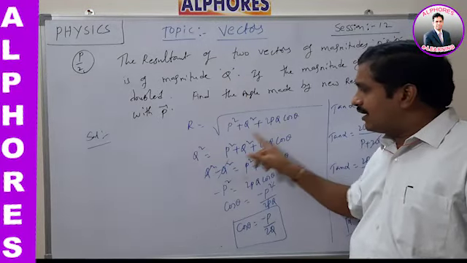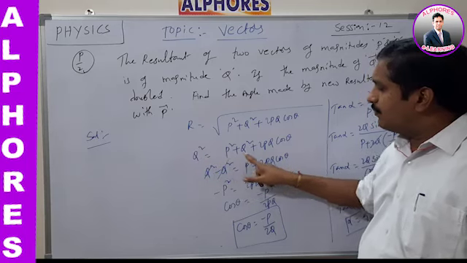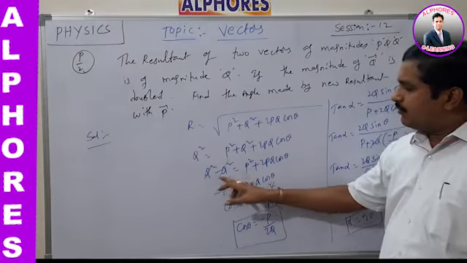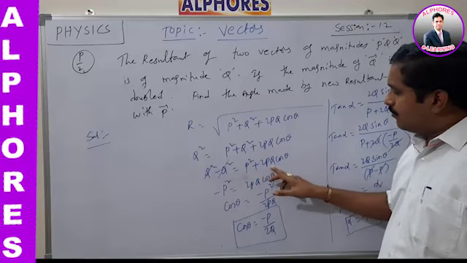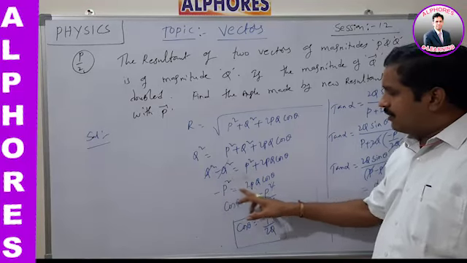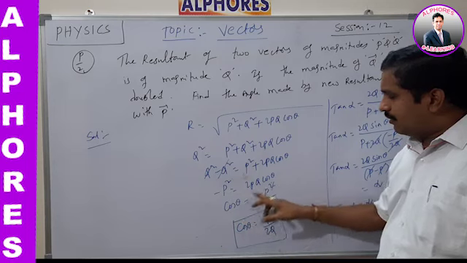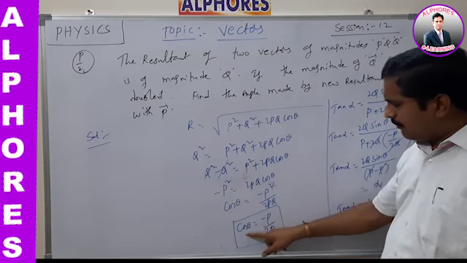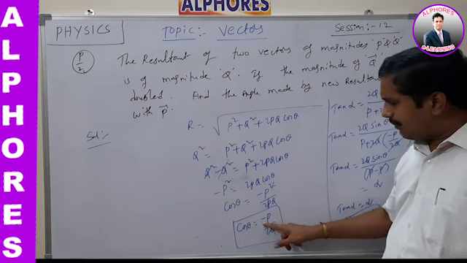Means squaring on both sides. Q square is equal to p square plus q square plus 2pq cos theta. That means q square minus q square is equal to how much? P square plus 2pq cos theta. That means minus p square is equal to 2pq cos theta. Cos theta is equal to, p is cancelled, means p square by 2pq. That means finally I am getting cos theta is equal to minus p by 2q.